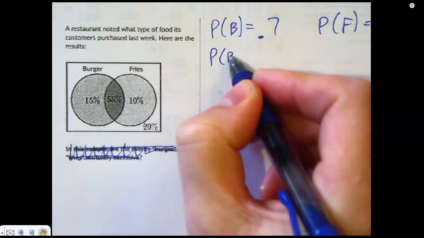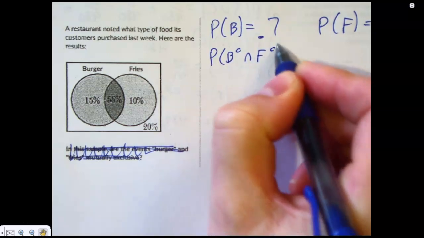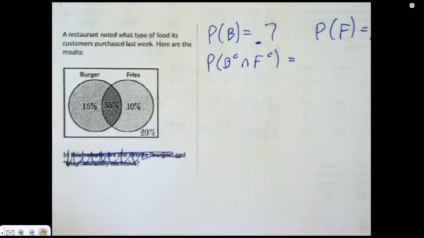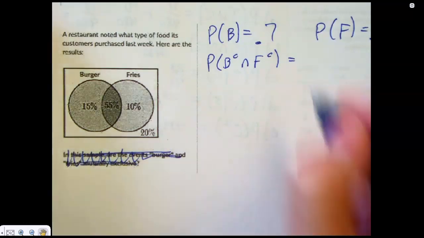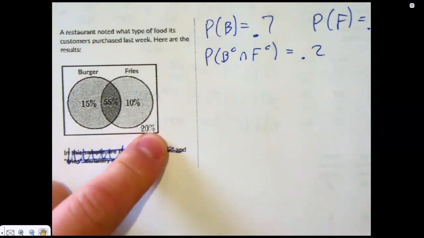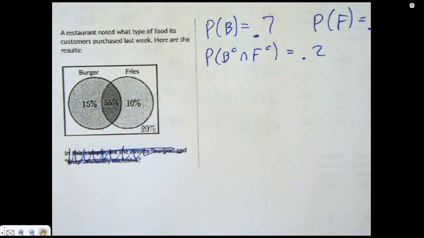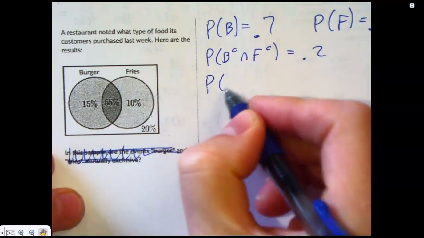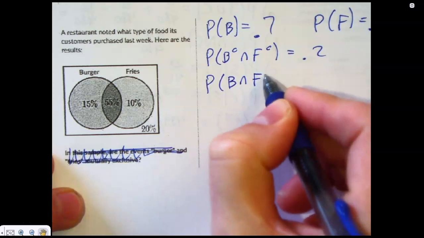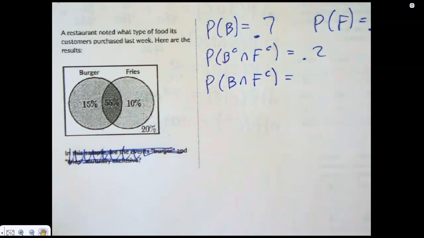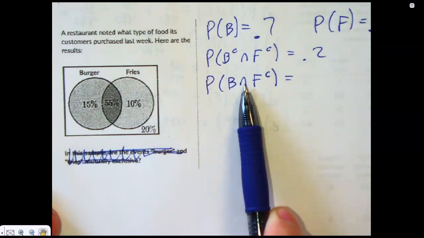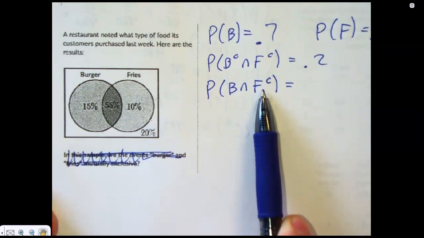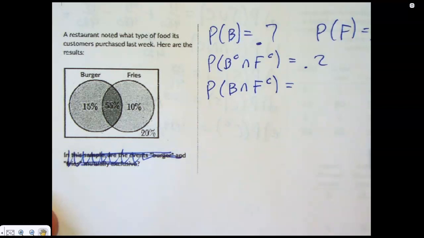What's the probability of burger complement and fries complement? It means I got neither burger, I didn't get a burger, and I didn't get fries. 0.2. That's the 20%, the white space in the box, right? Alright, probability of burger and not fries. This means I got a burger and I didn't get fries. That's 0.15.